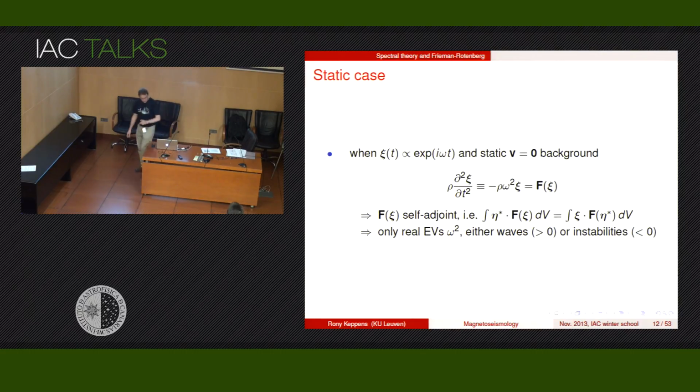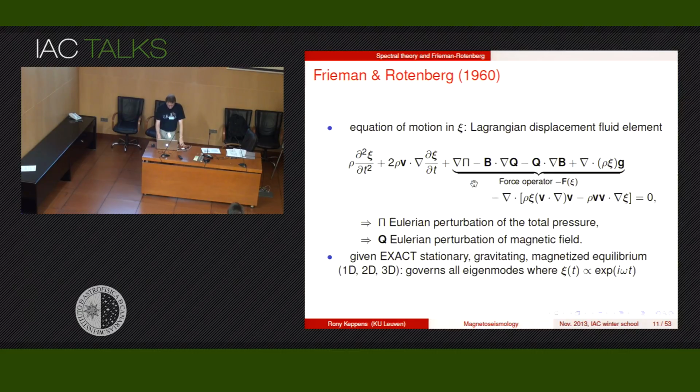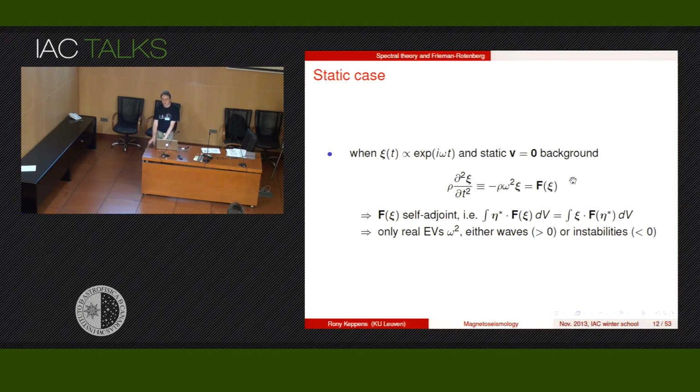If you go to a static background, and that's where the knowledge of this field has, I think, arisen, then quite a bit of things drop out. Static field, so no velocity, so this part drops out, and this here is just the force operator. This part drops out, so you just have rho times the second derivative with respect to time of this Lagrangian displacement, given by this piece here, which I now call the force operator.